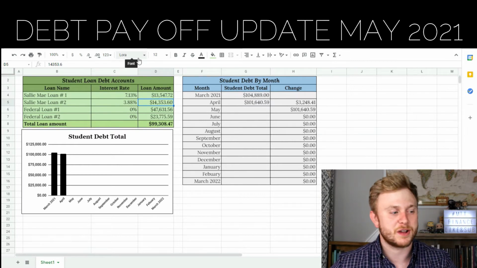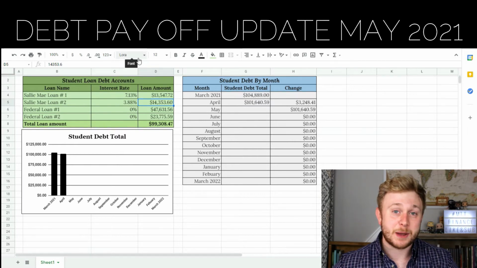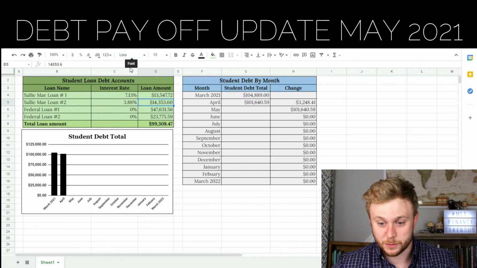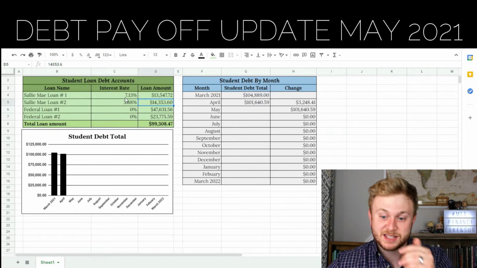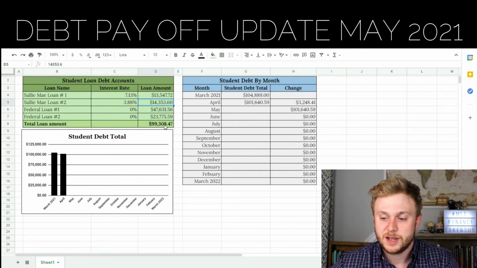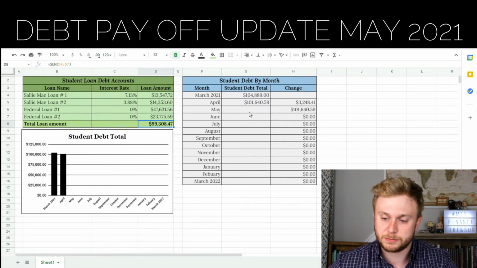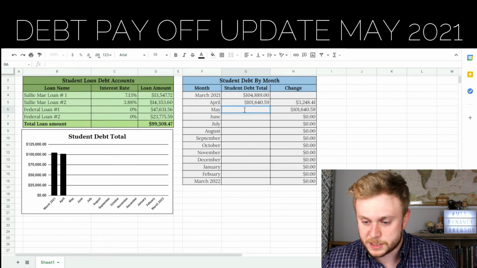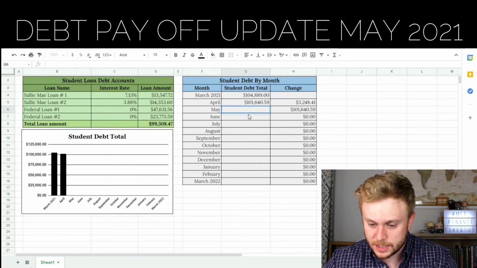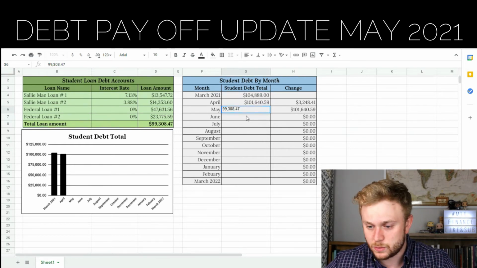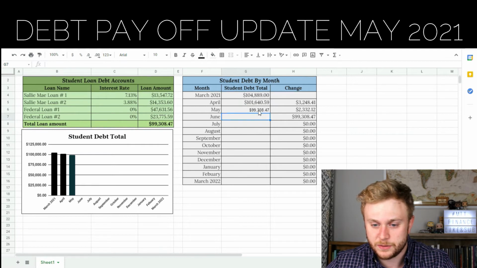My voice just broke right there. Because of that tax return, I was able to contribute around $2,000 towards this one with a higher interest rate. And so that has significantly, as you can see down here, decreased my loan amount for my student loans. So let's go ahead and plot this into the blue side of the spreadsheet over here. $99,308.47. And, other than the font being weird, let me fix that.